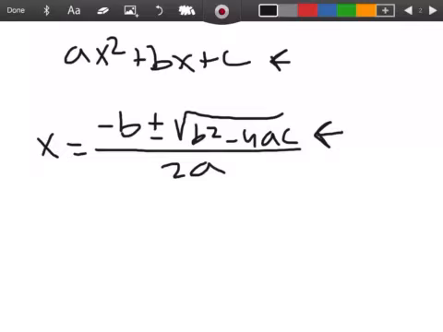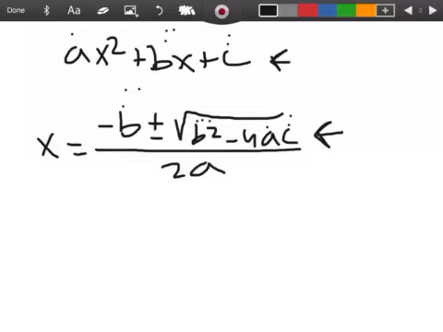I know the quadratic formula looks a bit scary, but it's actually pretty easy to memorize. Okay, so let's just first substitute everything. So we see that we have A, B, and C. So A, B, and C are all coefficients of x, except for C. So this A would go over here, this C would go over here, and this B would go right here.